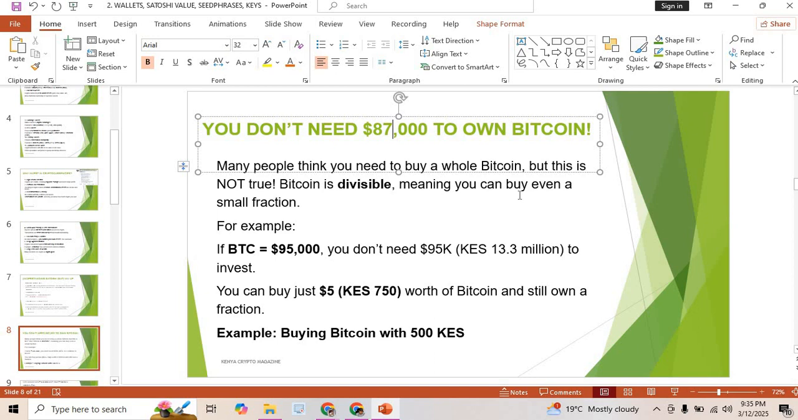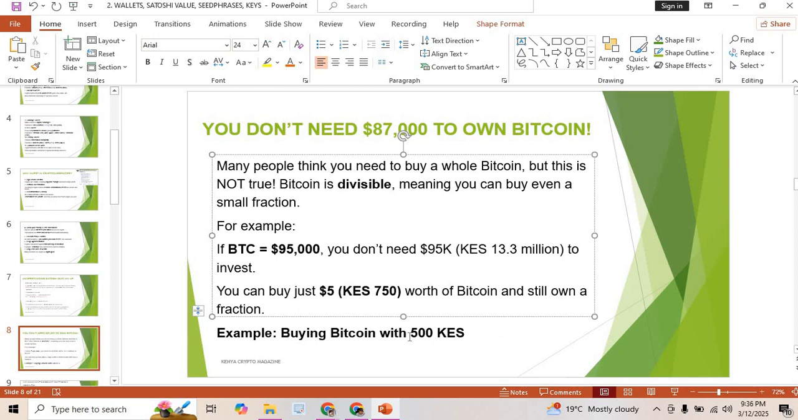So in short, me and you, we do not need $87,000 to own a Bitcoin, but rather we can own a fraction of Bitcoin depending on the amount of money that you are willing to invest. So, for example, if BTC is 95,000, I do not need $95,000, or rather 13.3 million, to buy Bitcoin. But I can buy Bitcoin worth even $5, which is 750 bob, and still own a fraction of Bitcoin.